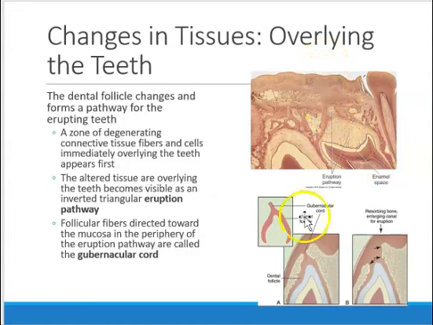There's this cord right here, the gubernacular cord, that you can actually see sticks out. Some say that the gubernacular cord is like a guiding point, a cord that's pulling on the tooth to come out and erupt that way. So within the eruption pathway, there is this cord, called the gubernacular cord, and that guides the way for the tooth to come out.